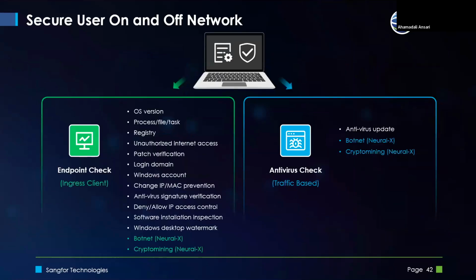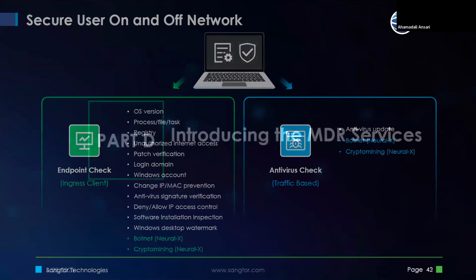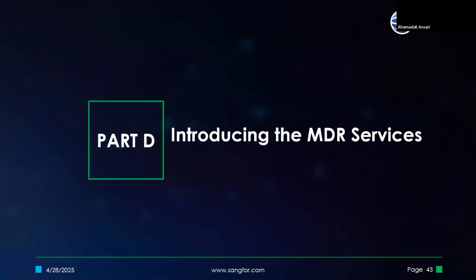Here is what you can achieve from on and off network. If you see over here, you can check the ingress client. You can check the OS version, process, file, task, registry, unauthorized internet access, patch verification, the domain, Windows account, almost everything. And with that, crypto mining detection is given by Neuralx. The same covers traffic-based checks also, and the antivirus check or antivirus update can also be checked from the client list. So this was about the IEG.